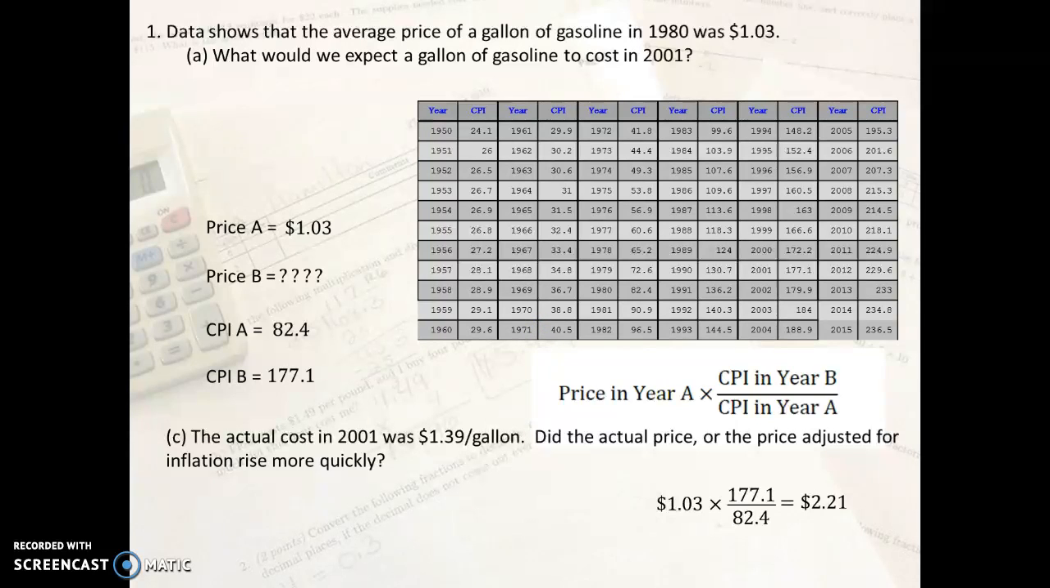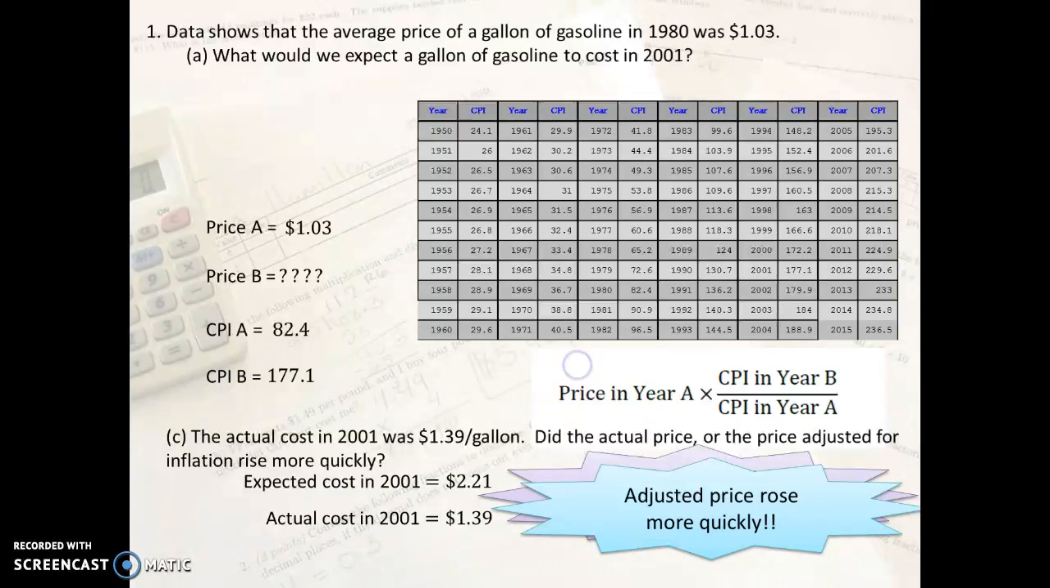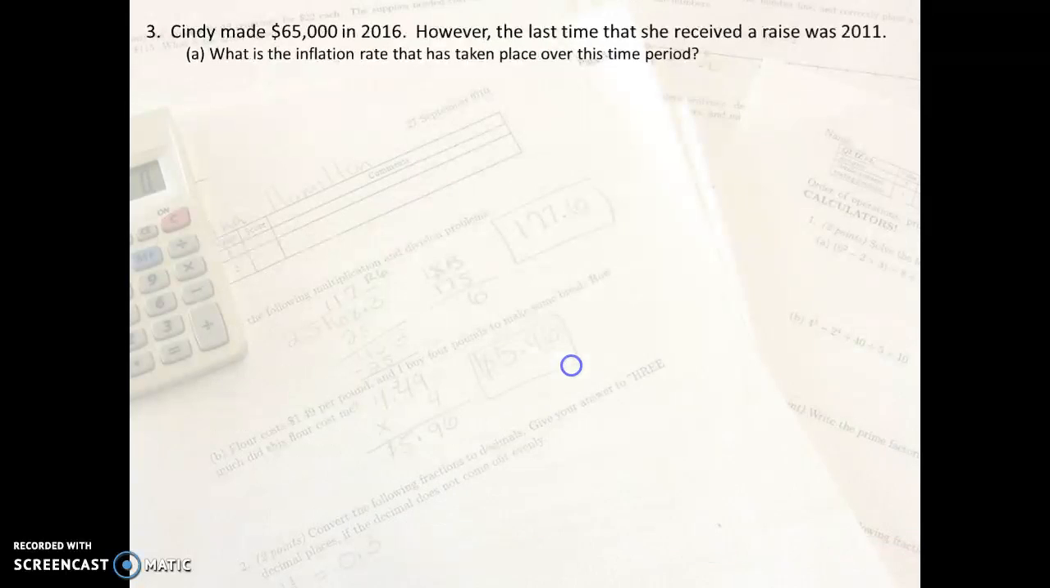But now we have to analyze a little bit. So part C says, if in 2001 it's actually this cost, the actual price or the adjusted price? So here's my expected cost. That 2.21 is the expected cost. Another way to think of it is the adjusted cost, but the actual cost is 1.39. So common sense tells me the actual cost is cheaper, which means the adjusted price, and here I use the label expected cost, rose more quickly. The method I just did, I think, maps over to the homework. Pretty straightforward. Any questions about that one, you're going to let me know.